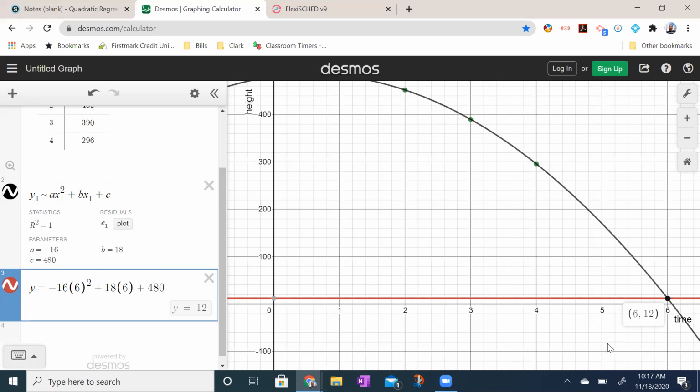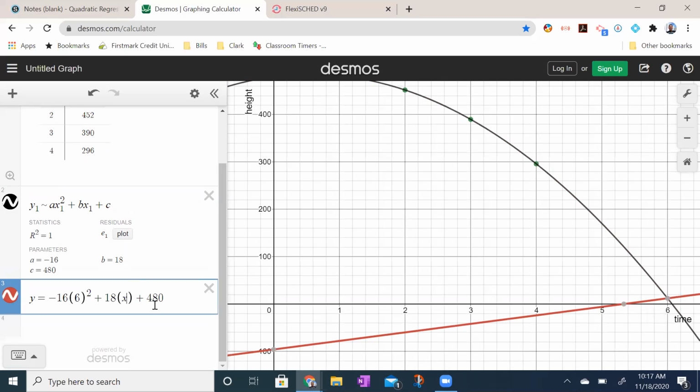And then he wants to know, how many seconds will Braden land in the ocean? Okay, so let's take that into account. So what I'm going to do here is delete the 6's and put the x back.